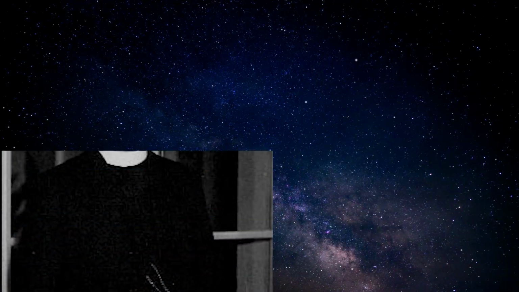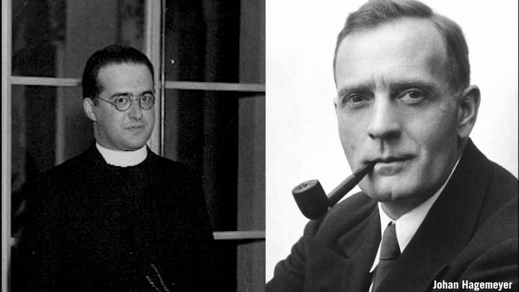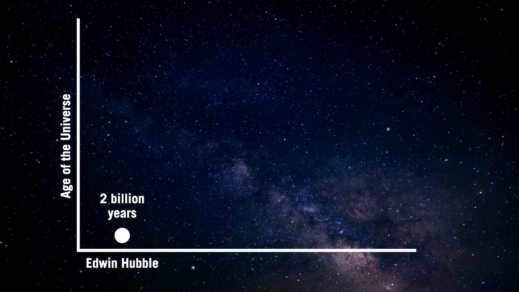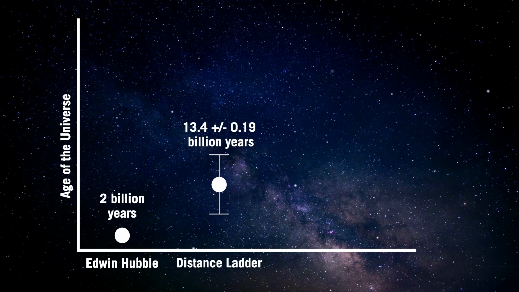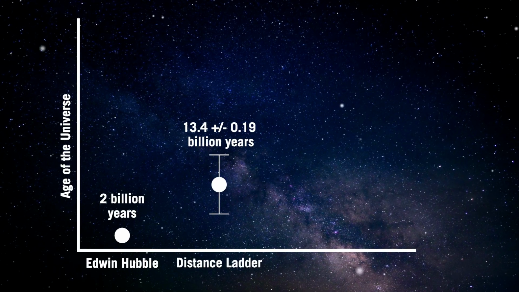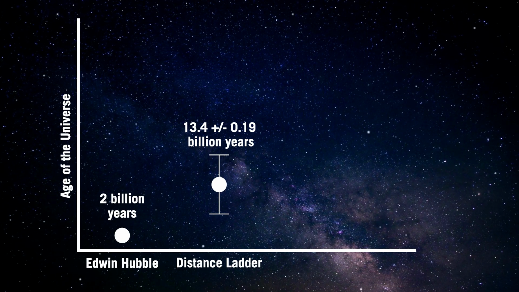Let's start with a little history. In the 1920s, Georges Lemaitre and Edwin Hubble used the distance ladder technique to measure the Hubble constant. This Hubble constant actually inferred the universe to be quite young. Ever since, we've been refining techniques with the distance ladder to get a better and better estimate of the Hubble constant. Nowadays, through measurements of the distance ladder, we think the universe is quite a lot older than what Lemaitre and Hubble thought. Fast forward a little bit to 2003.